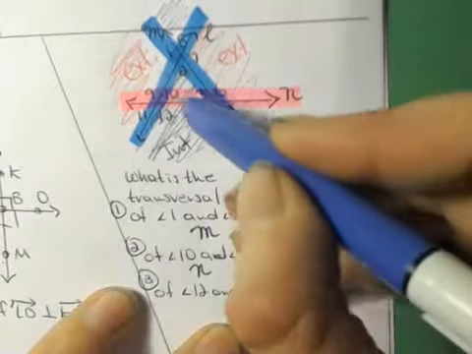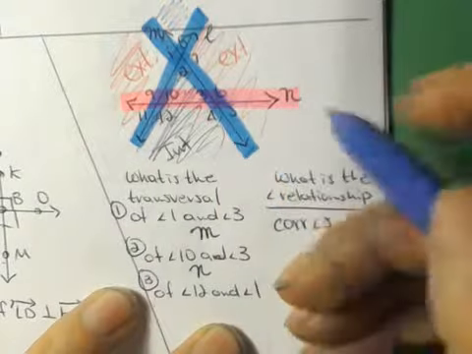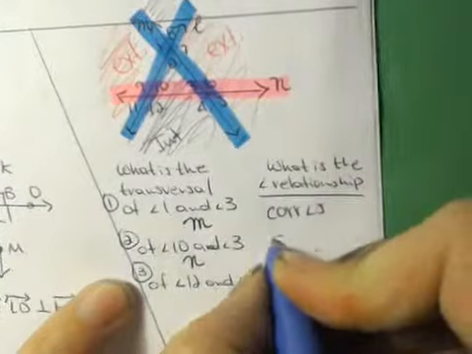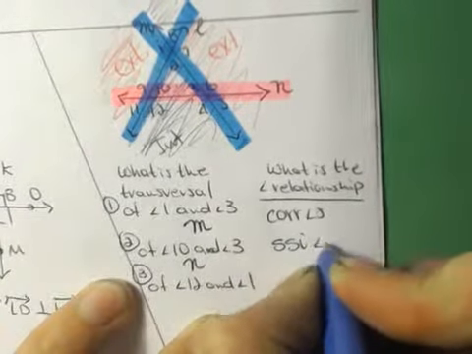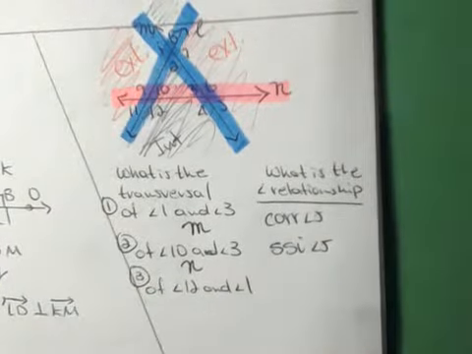And so their interior angles, are they on the same side of the transversal? Yes, so what kind of angles are they going to be? Same side interior angles. That's right. Hooray, confetti.